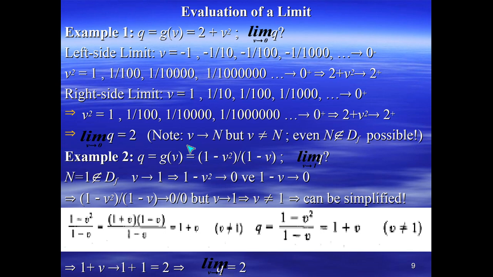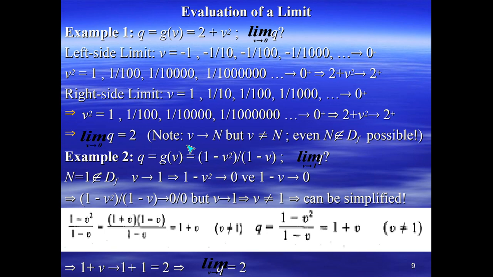So this is an important note as well. We should note that v can go to n, but v is not equal to n, of course. V goes to n does not mean that it's equal. It means it's not equal. It approaches, comes closer and closer and closer, but it never touches. It is never equal to n.